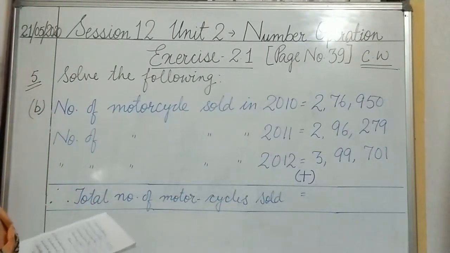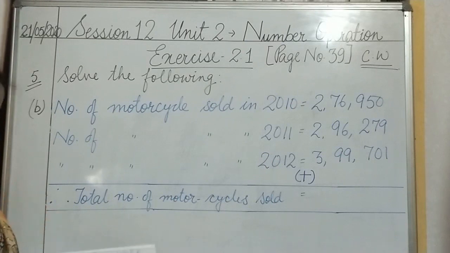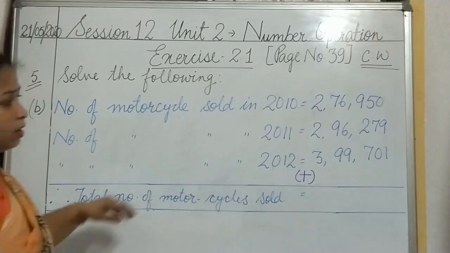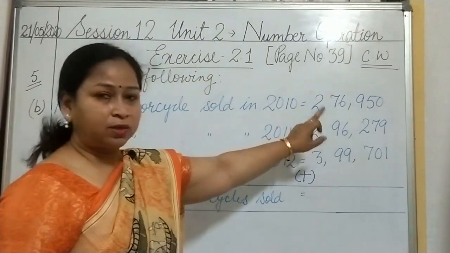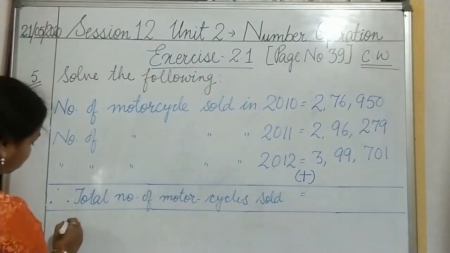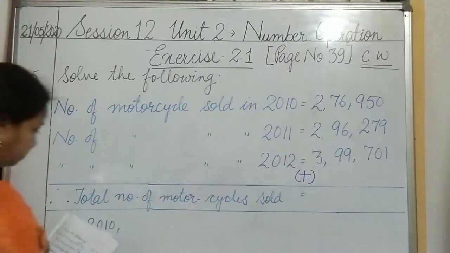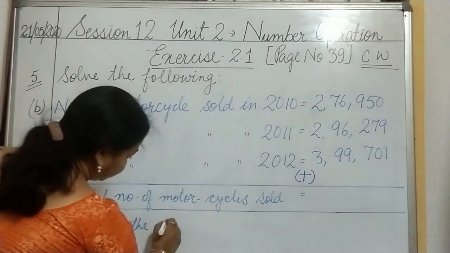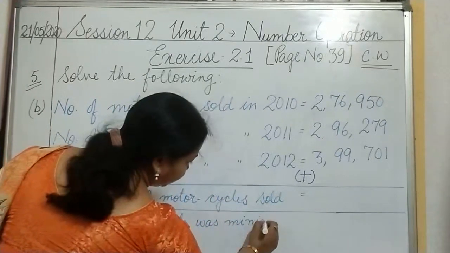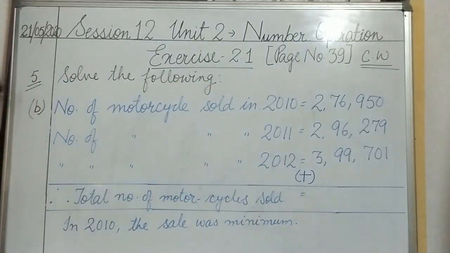No, because we have to give the number in the year when it was minimum. So can you figure it out over here in which year it was minimum? 2,76,950 is the number given in 2010. So in 2010 the sale was minimum. Okay, I hope you can add and write down the answer for this.